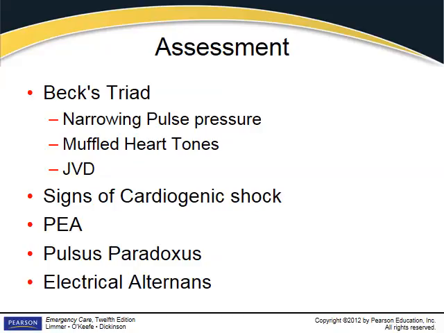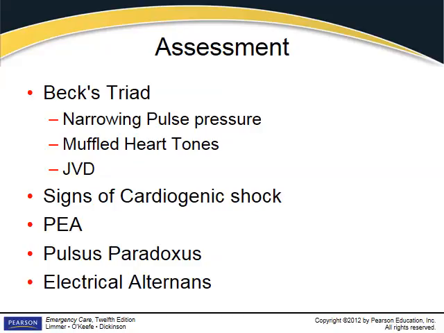Beck's triad is the indications of pericardial tamponade. A narrowing pulse pressure. So if your initial blood pressure is 150 over 90, and then you get 140 over 100, and then 130 over 110, that would be your narrowing pulse pressure. Your muffled heart tones, due to the fact that there's fluid in the cavity around the heart that's not supposed to be there. And jugular vein distension due to the poor cardiac output.